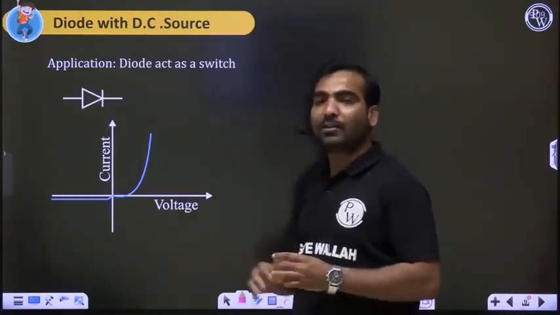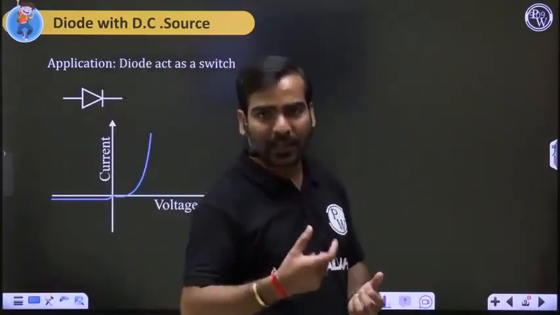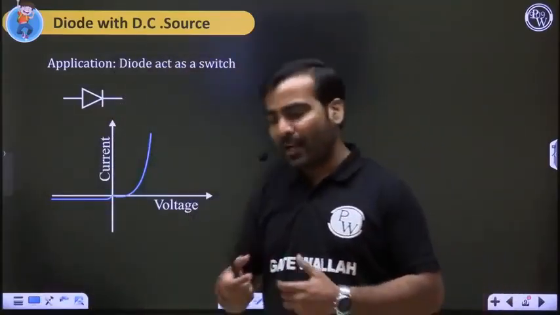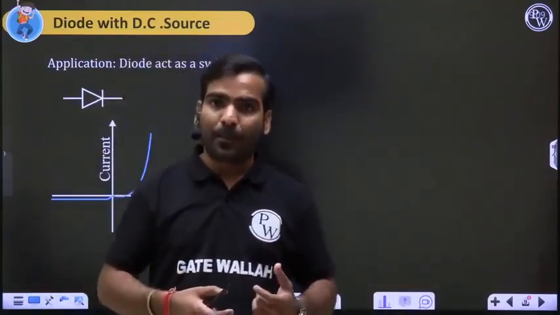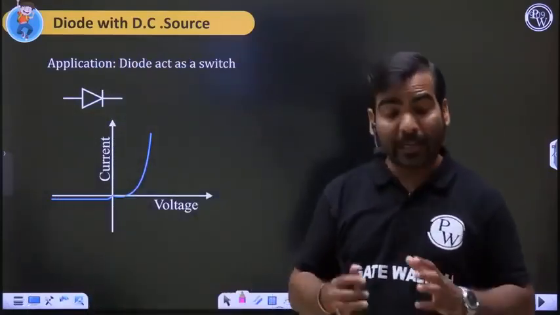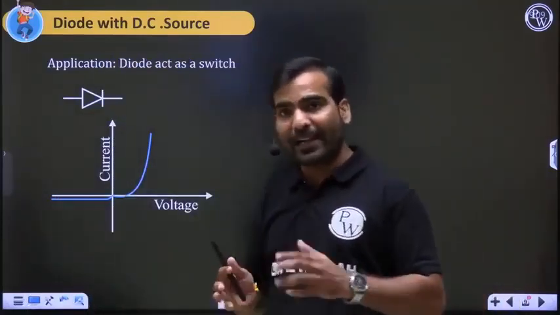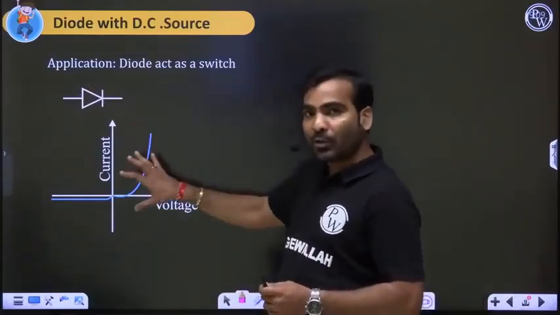So now the diode. A diode is a device that you might have studied in electronic devices, and probably you will study it. It is a two-terminal device. One side is p-type semiconductor and the other side is n-type semiconductor, and it can act as a switch. Why can it act as a switch? Because it has a beautiful property, beautiful characteristics.